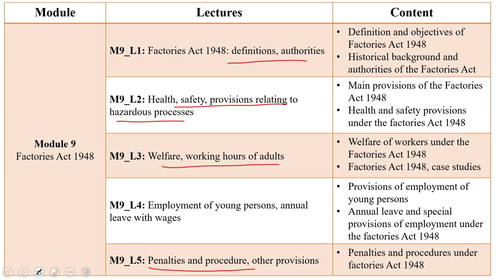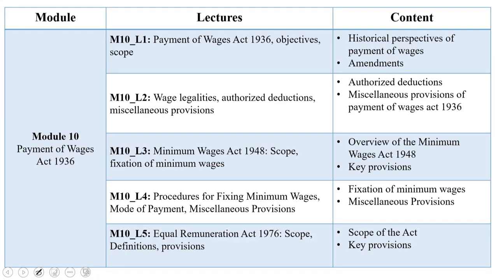We also looked into many other provisions with respect to safe means of access, with respect to fencing of machinery, with respect to precautions in case of fire, with respect to maintenance of hoists and lifts, with respect to maintenance of any other common facilities provided in the premises, etc. So this was what module 9 was all about. Then we ventured into module 10. From module 10, it was more of looking into the future of labor welfare.